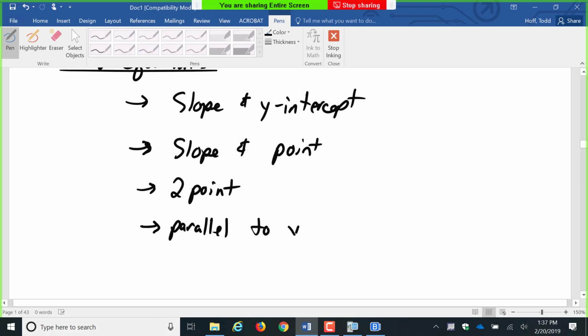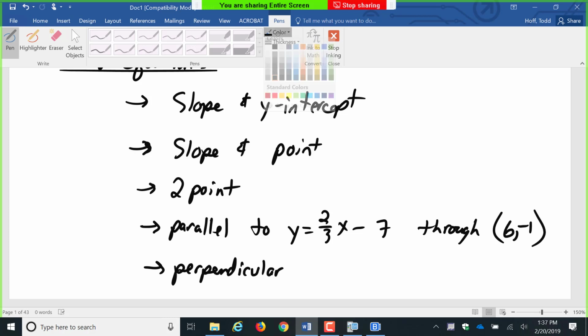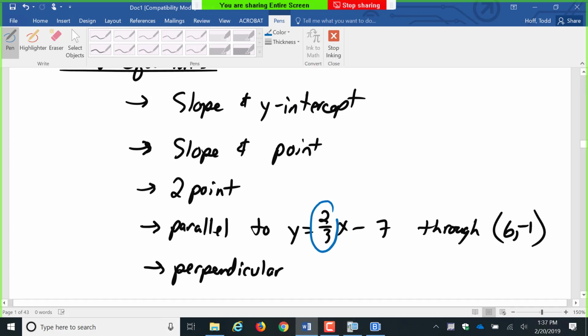Find the equation if I tell you it's parallel to y equals 2/3 x minus 7 and through a point like 6, negative 1. Or the same thing if I tell you it's perpendicular to an equation and through a certain point. Remember, when I say it's parallel to this equation, the only thing I want out of that equation is its slope. The 2/3 is all that matters, so that we know that the line we're looking for has a slope of 2/3 and it goes through that point.